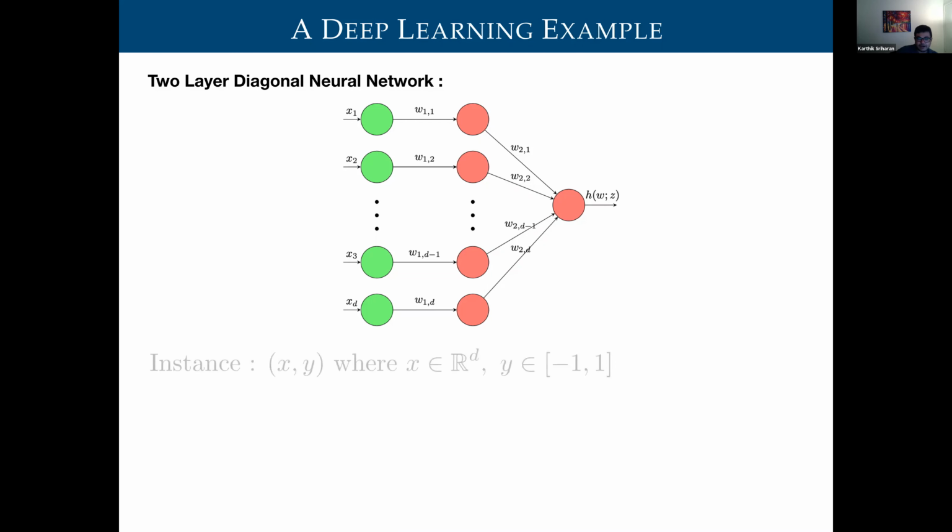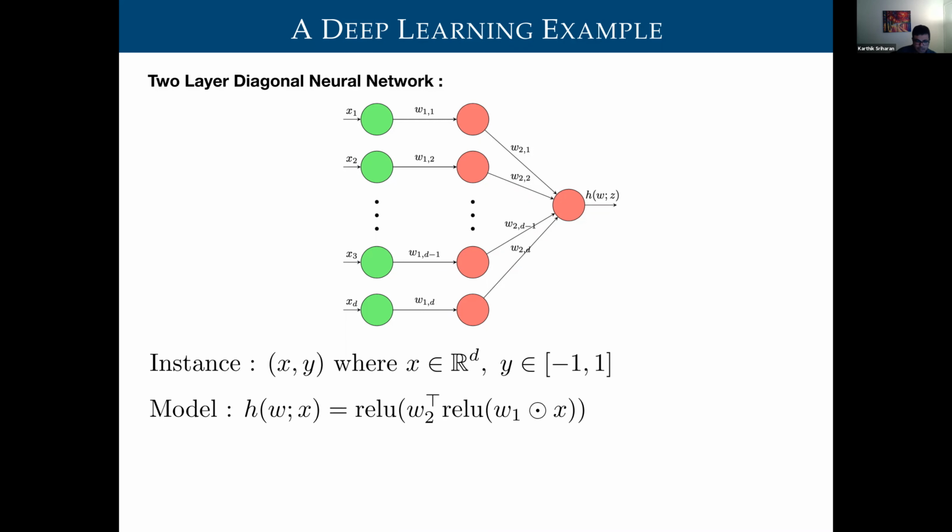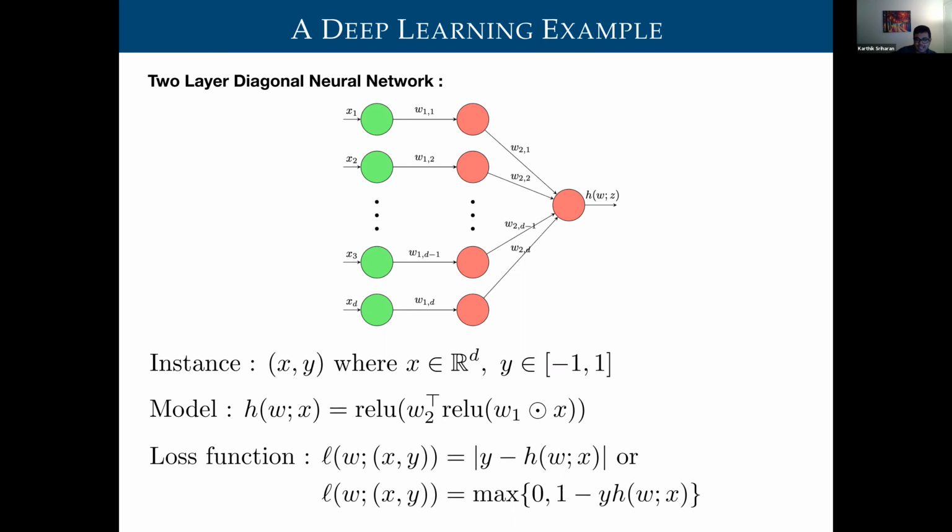And we're going to consider, again, our input instance x in R to the d, y between -1 and 1. And again, the model is a 2-layer ReLU network. So we have ReLU activations. It's W2 transpose ReLU of W1 Hadamard X. That's exactly this diagonal network. And the loss function, you can pick it to be either the hinge loss or the absolute loss.